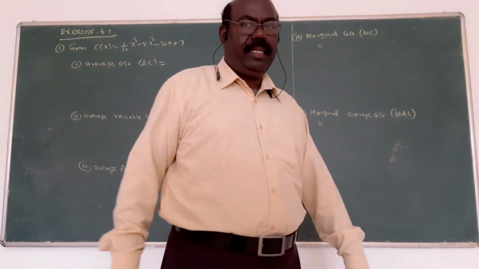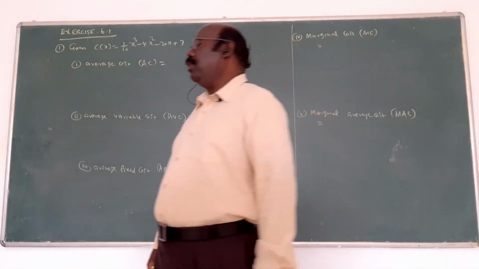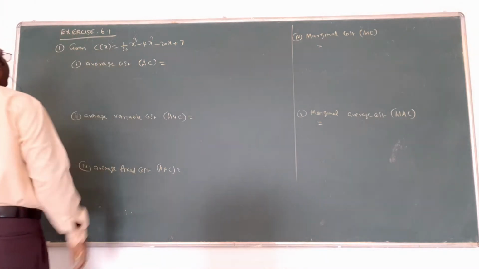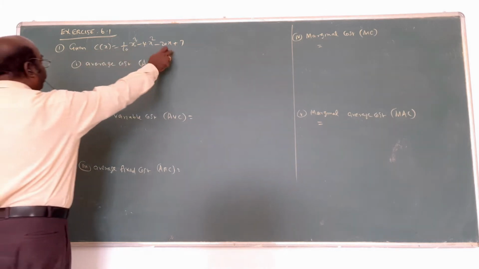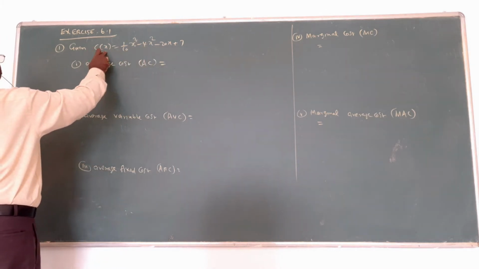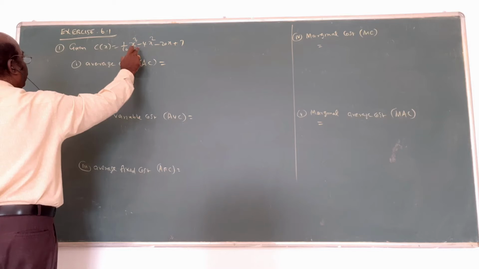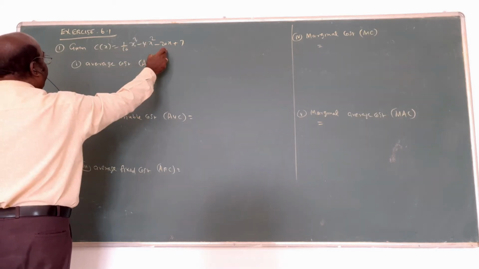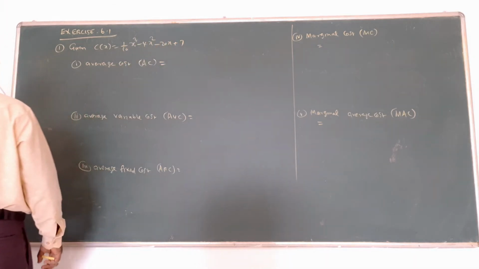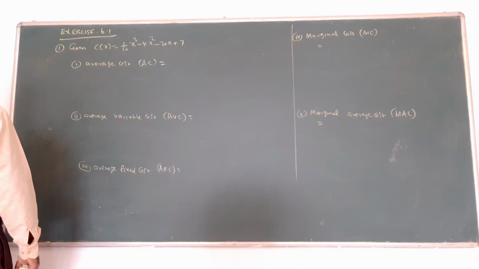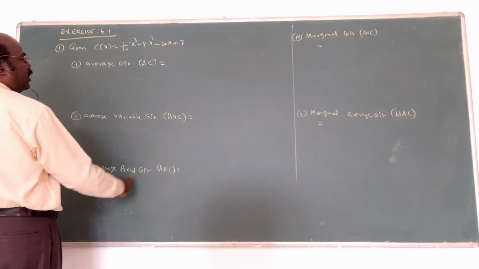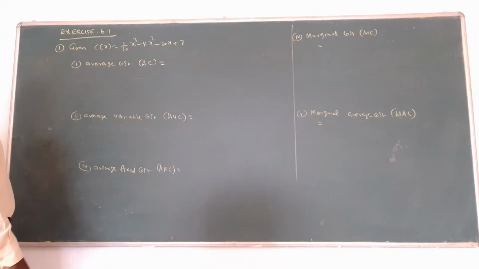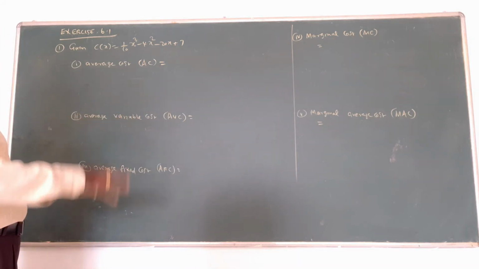Now listen here, exercise 6.1, the first question. A firm produces x tonnes of output at total cost C of x equal to 1 by 10 x cube minus 4x squared minus 20x plus 77. Now what is asked? Find the average cost, average variable cost, average fixed cost, marginal cost, marginal average cost. These are all asked one by one.